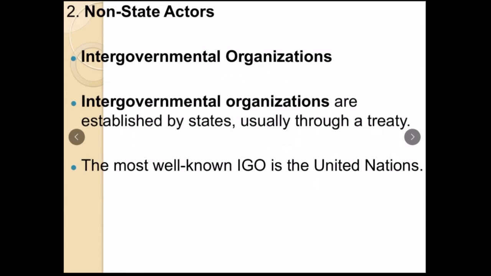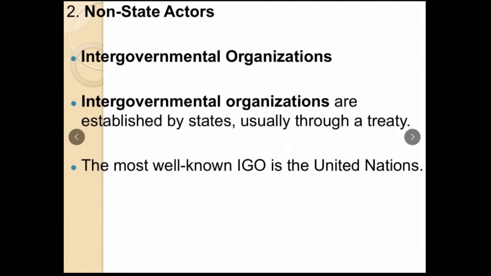So the United Nations is an international organization founded in 1945 after the Second World War. That means 51 countries committed to maintain international peace and security because they don't want war to happen again. So they created this United Nations to help them stop such kind of instability among each other. It was founded in 1945.